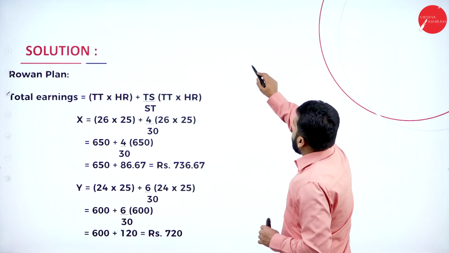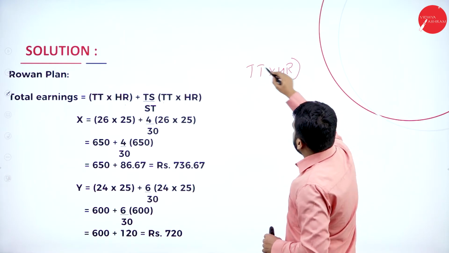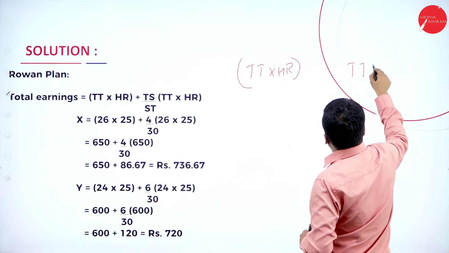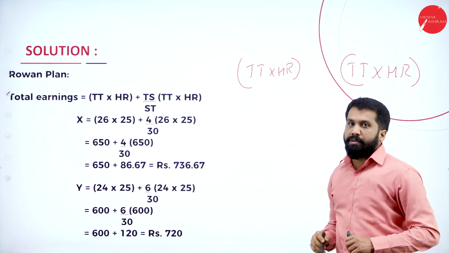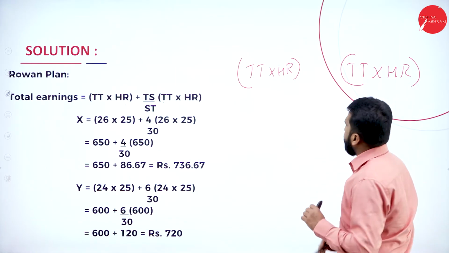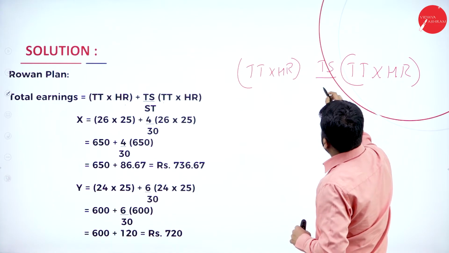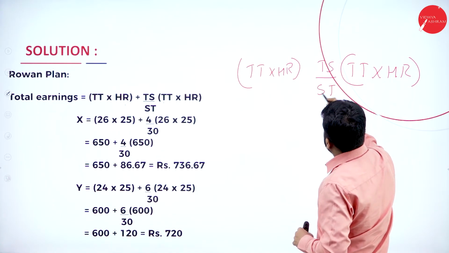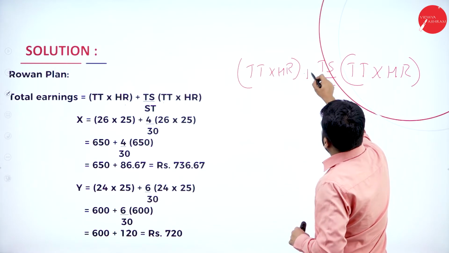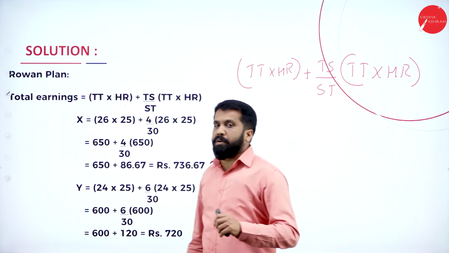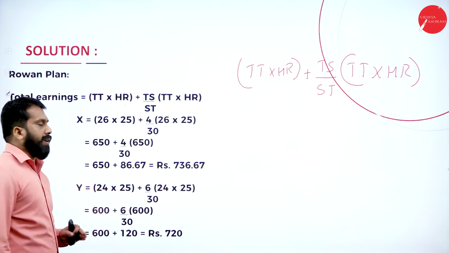I'll show you. Time taken into hourly rate. Same. Time taken into hourly rate. Same. Any doubt? No. Two times you are supposed to write. Then time saved divided by, make it ulta, standard time. TS, ST. Now, symbol will be plus. Remember this symbol always comes plus.